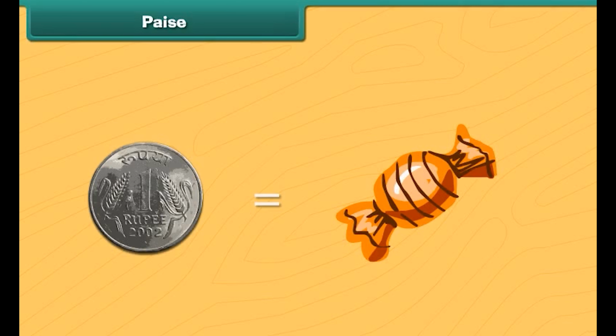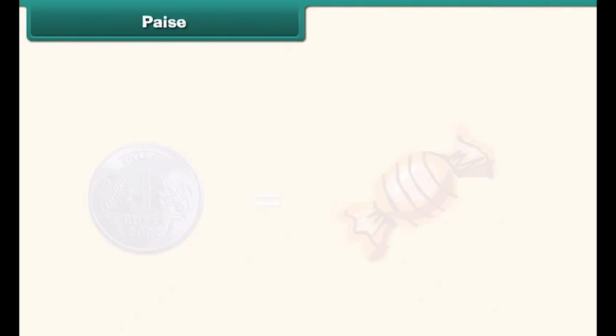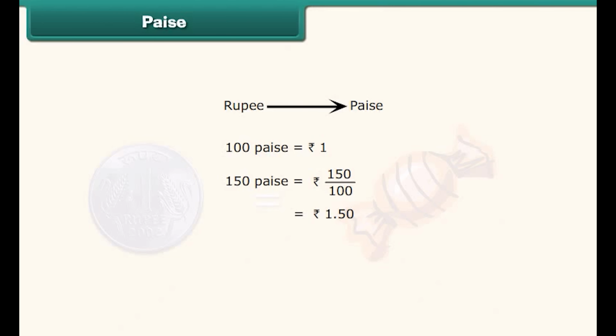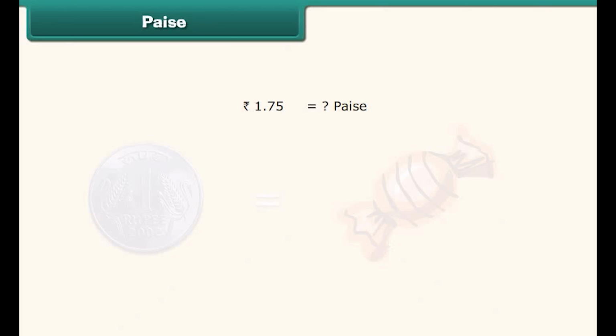Rahul purchased one toffee for 1 rupee. How will you convert this rupee into paise? 100 paise makes 1 rupee. Thus, 150 paise equals 150 upon 100 rupees. This makes 1.50 rupees. Thus, when we convert paise to rupees, we divide it by 100. How will you convert 1.75 rupees into paise? Multiplying 1.75 with 100, we get 175 paise.